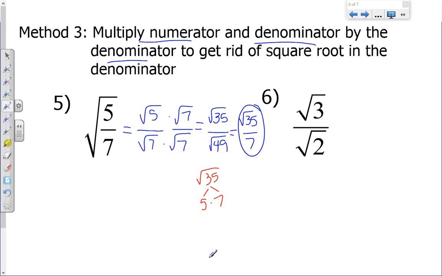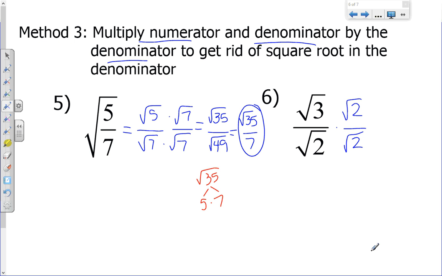So go through those 3 questions. Is 2 a perfect square? No. Does 2 divide into 3? No. So you're stuck with method number 3. You've got to get rid of this square root of 2, so you're going to multiply by square root of 2 over square root of 2. You've got to multiply by the same thing in both the numerator and denominator because that's just the number 1.